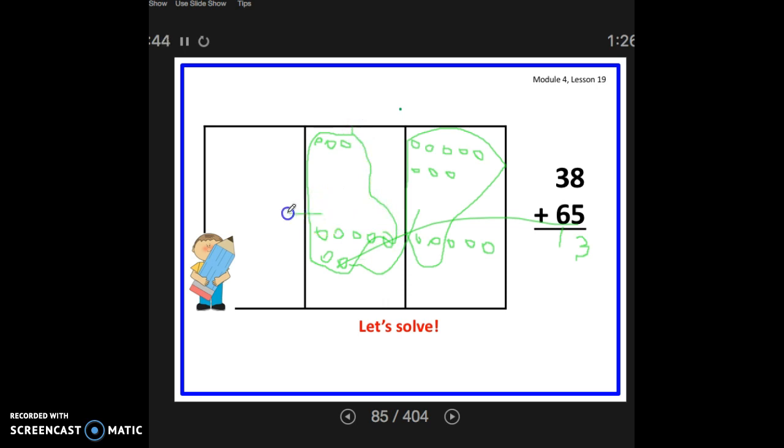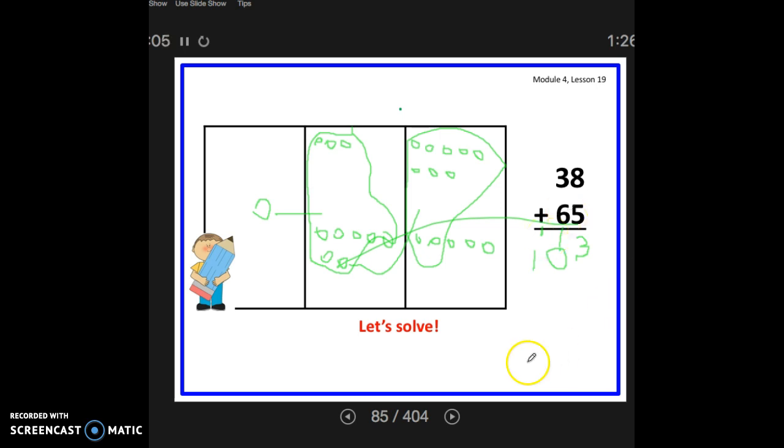Okay, and I'm going to put it here. All right, so 6 plus 3 plus 1 is 10. So I don't have any 10s left. I'm going to put a 0. And I have to put that 1 on the line because I have 100. And my answer is 103.